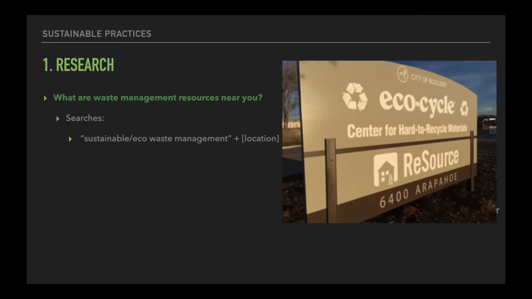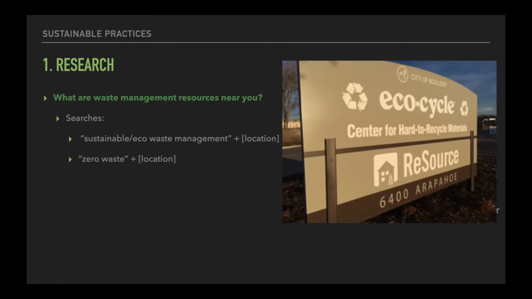So no matter where you are, if you're moving, if you're going to a new location, you should do this every time you move to get familiar with what your resources and options are around you. You could type in sustainable waste management or eco waste management and the name of your location. So that could be Colorado, that could be Boulder, that could be the United States, and you'll get better results to be more local, right? So maybe your town, but you'll get an idea of what resources are around to help for sustainable waste management.